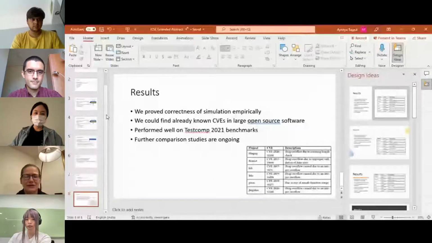So, and the presentation is Garuda: heap-aware symbolic execution.